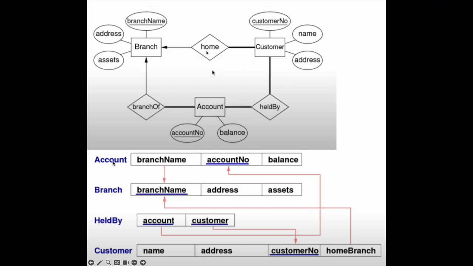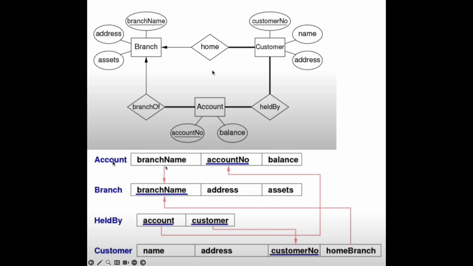So I want you to also note that we can have, if we want to, a home relation by itself and a branch relation by itself. But what we're doing is basically specifying that a customer can then have multiple branches in that table. So by limiting it and putting it only as part of the customer relation, the home branch, as a foreign key, we're forcing the customer to only have at most one home branch.